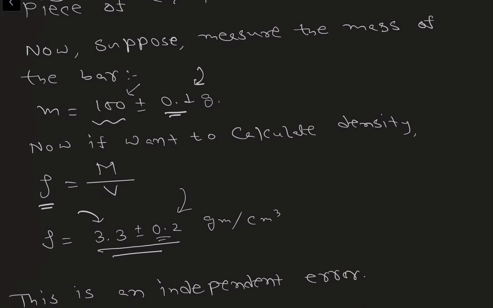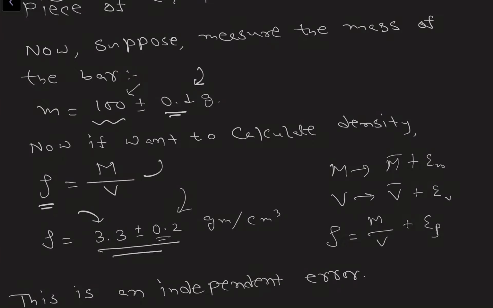One thing I can say here, while we are calculating the propagation of error: why propagation of error? Mass has an error as well as volume has an error. So when we calculate density, this error propagates. That means our density will also have an error. So that's why we call it error propagation.